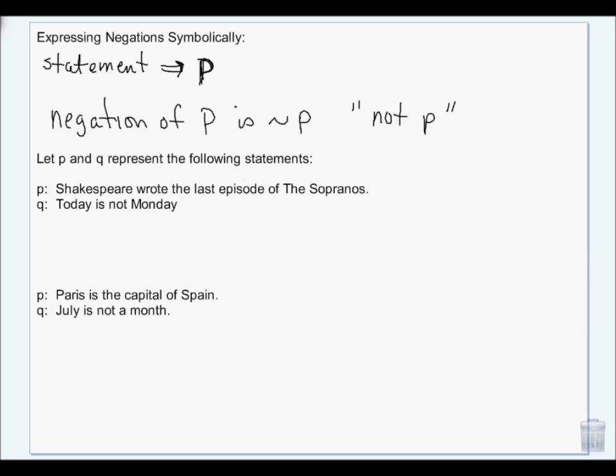Why do we do that? Because it makes things much easier. If I want to negate the statement P that Shakespeare wrote the last episode of The Sopranos, I'm going to negate it by saying not P. If I want to negate today is Monday, I say not Q. Same thing with Paris is the capital of Spain, not P. July is not a month, not Q.